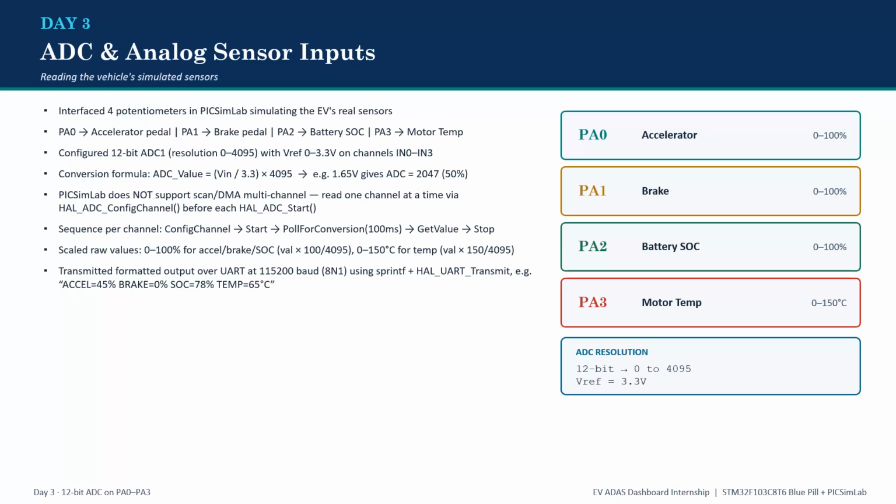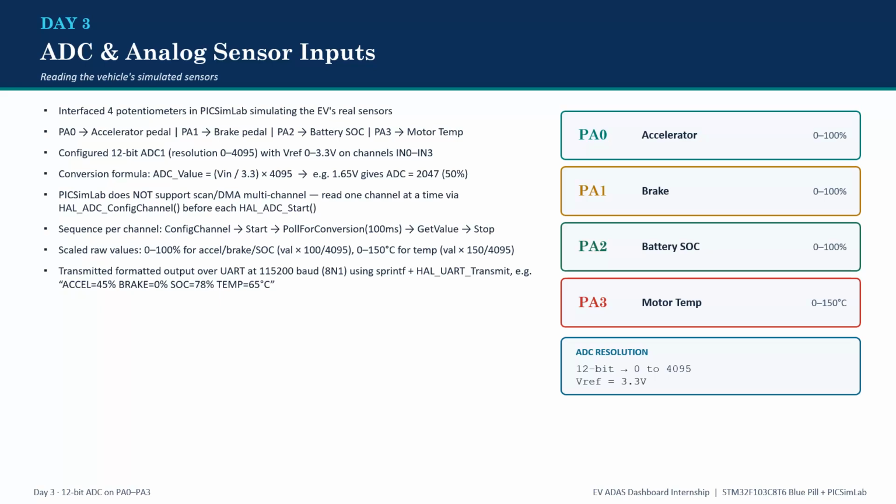I configured the analog to digital converter as a 12-bit converter, meaning every reading comes back as a value between 0 and 4095, with a reference voltage of 3.3 volts. The conversion formula is straightforward: ADC value equals input voltage divided by 3.3 multiplied by 4095. So for example, 1.65 volts is exactly half of 3.3 volts, and gives an ADC reading of 2047, or 50%.